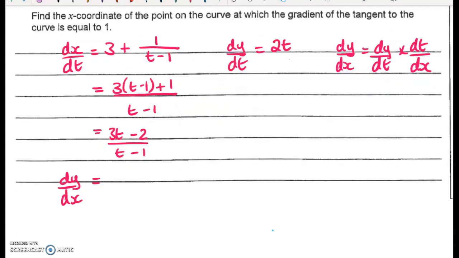Then we can carry on with dy by dx, which will be dy by dt, which is this 2t, multiplied by dt by dx, which is this dx by dt but flipped over. So t minus 1 on the top, 3t minus 2 on the bottom. Okay, so that becomes 2t squared minus 2t all over 3t minus 2.